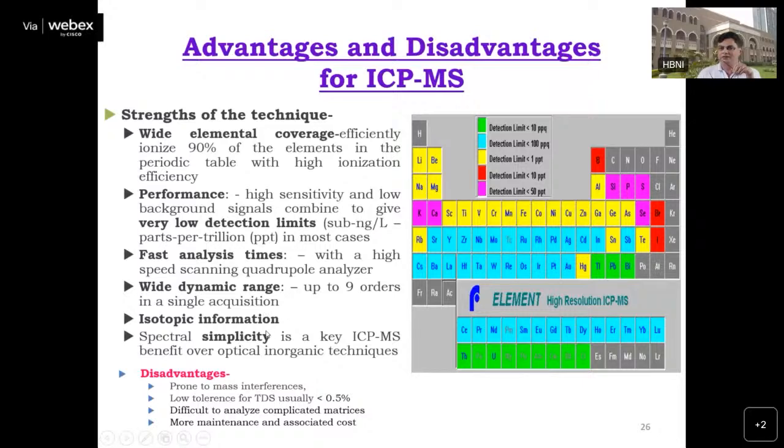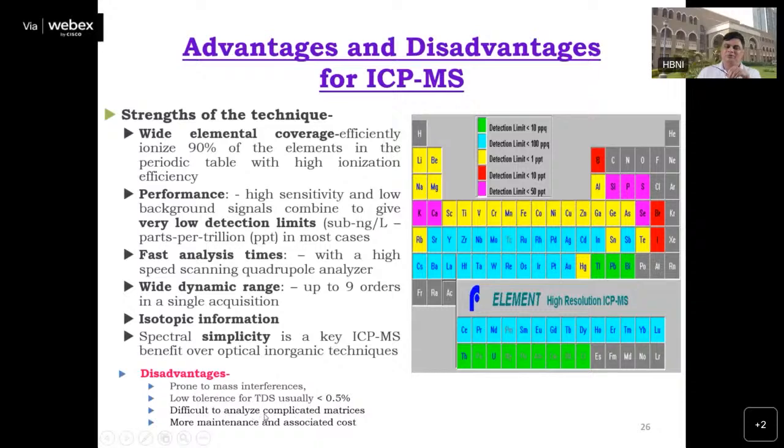And we get additional isotopic information, which is possible only by using mass spectrometry. Spectral simplicity is a key ICP-MS benefit over the other optical inorganic techniques we are talking about here, like FAAS, GFAAS, and ICP-OES. The disadvantages are that it is prone to mass interference and has very low tolerance for TDS. If TDS is too high, even the cross-flow nebulizer will not help you.